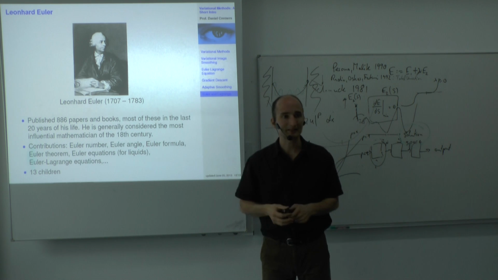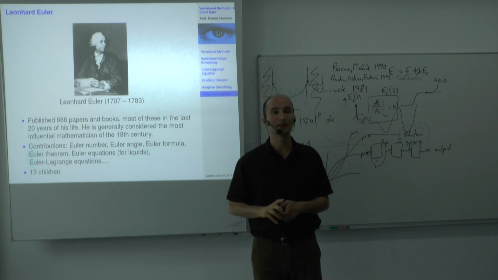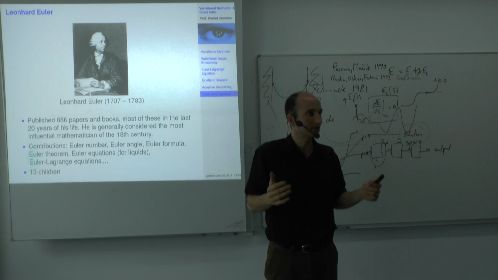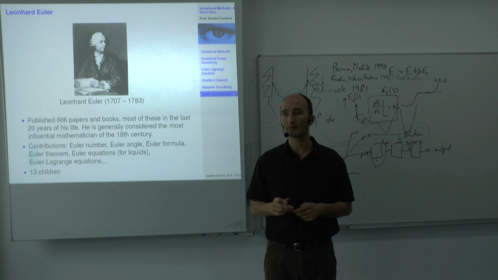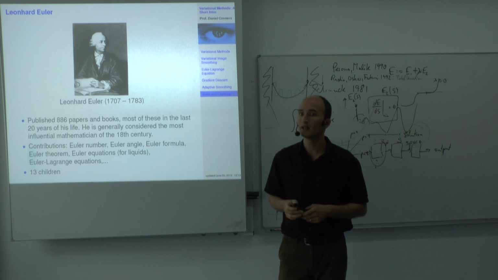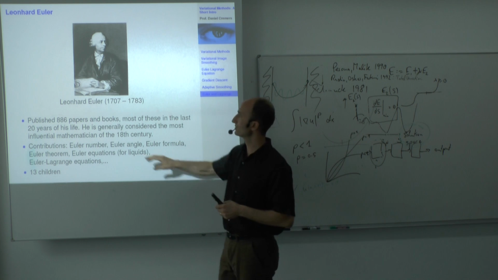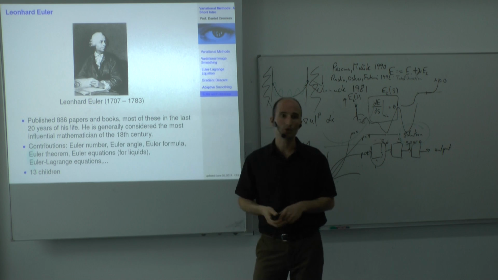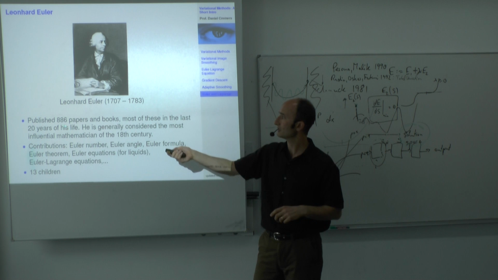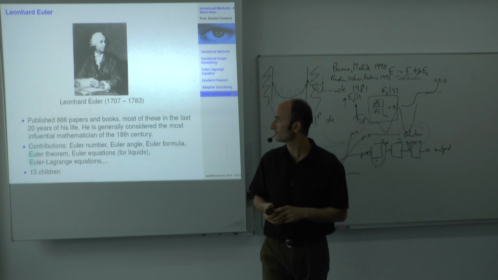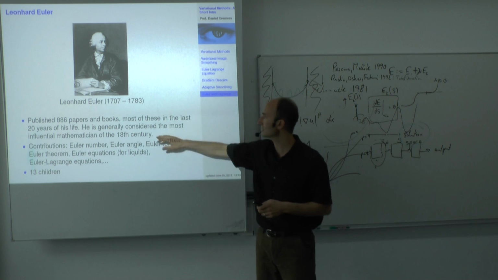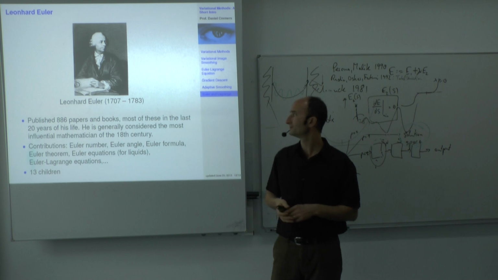Typically, mathematical talent shows up in the beginning of life, and once people are 35 and 40, productivity goes down. At least if you look at the numbers over the history, you see that. And it's quite unusual that someone is so prolific in the last 20 years of his life. As I said, he's generally considered the most influential mathematician of the 18th century and maybe beyond.